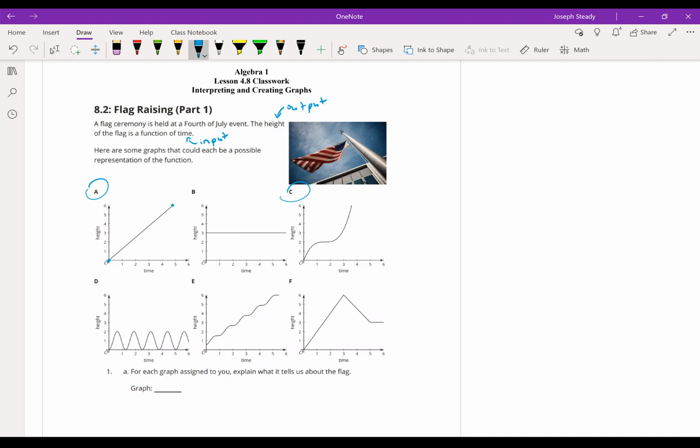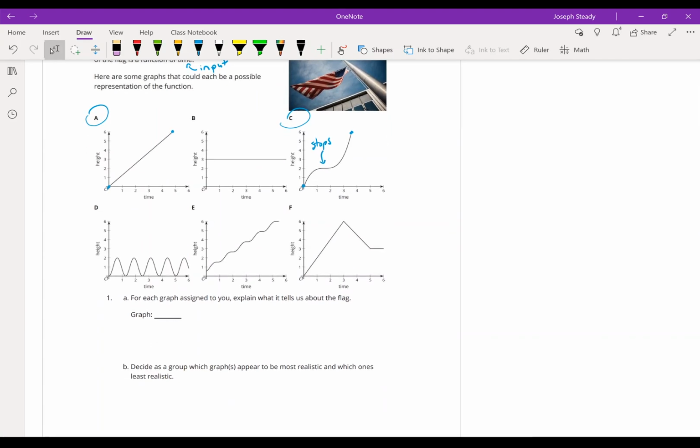For graph C, which is the other one we're going to look at, this one also starts at the ground, and this one goes up pretty quickly at the beginning, but then it actually slows down, and even right in here, the flag stops. Right here, the flag is no longer going up. Its height stays the same for a little bit. And then it starts to go up faster and faster again until it gets to the top of the flagpole after about 3.5 seconds.